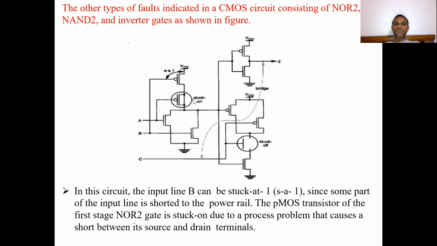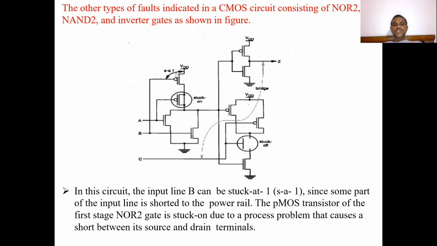Next, if you observe the second one here, for this PMOS, this one is the drain and this one is the source. The source and drain both are shorted. So that is stuck on. These two are called stuck on. Whenever a drain and source are shorted, that fault we call stuck on. So here we have the stuck-on fault. We can have the description: in this circuit, the input line B can be stuck at 1 since some part of the input line is shorted to the power rail.